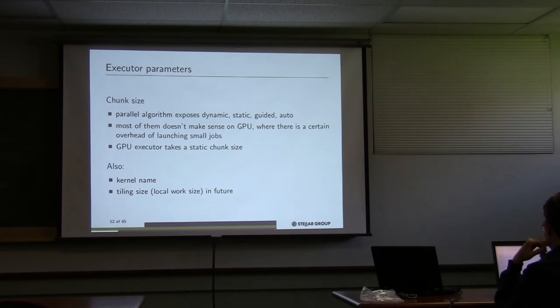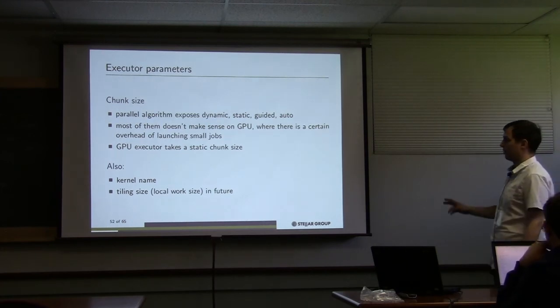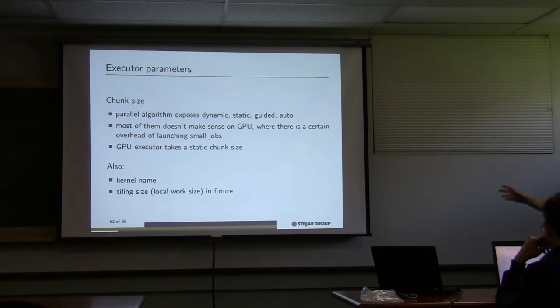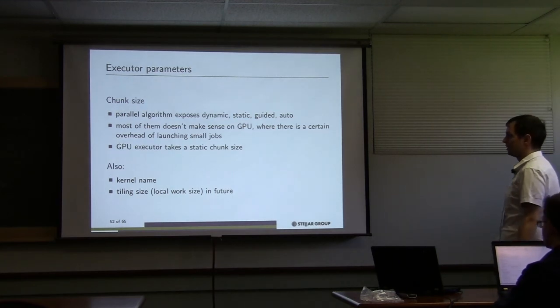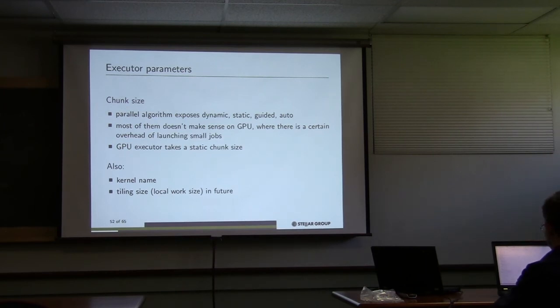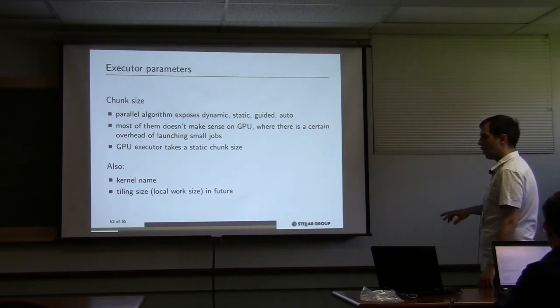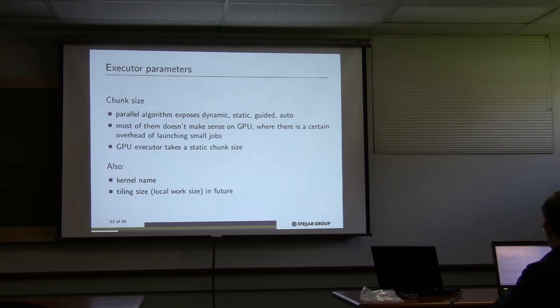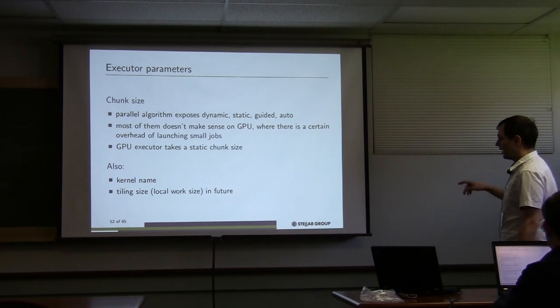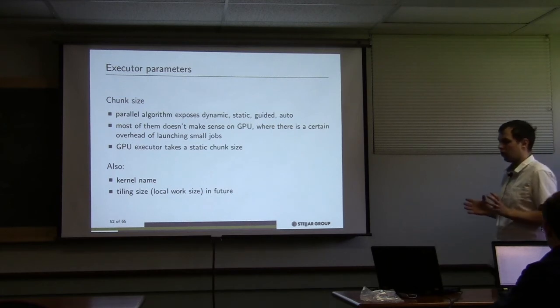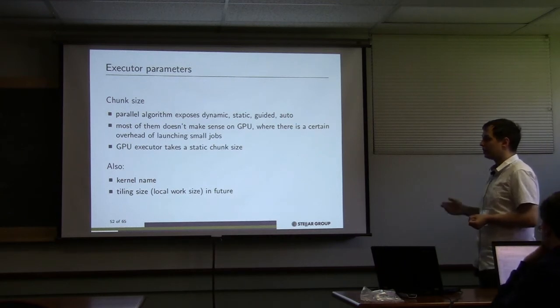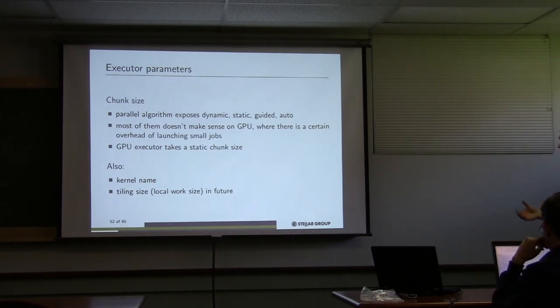For the GPU algorithm, we mostly have two parameters, kernel name and the chunk size. The OpenMP-like chunk sizes from the parallel executor don't make sense. Generally, we use only static ones, so you just specify how much work has to be executed by one thread. In practice, we could use the local work size. AMP calls it tiling. It means that you can create smaller groups of threads which can communicate with themselves. But at least for the algorithms which we have implemented so far, there is no usage for that.